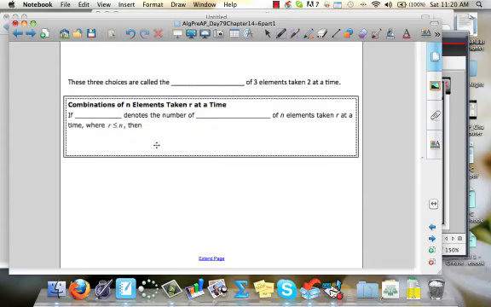These 3 choices are called the combinations of 3 elements taken 2 at a time. So if N over R, in this kind of parentheses, denotes the number of combinations of N elements taken R at a time, where R is less than or equal to N, then N over R equals N factorial over N minus R factorial times R factorial.